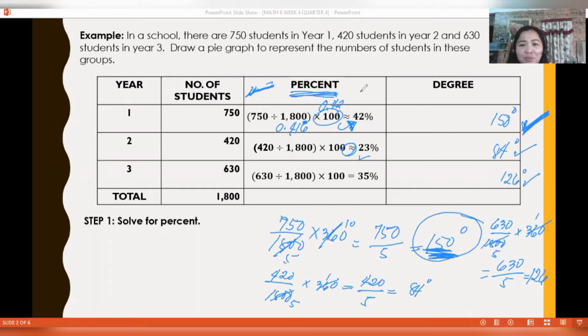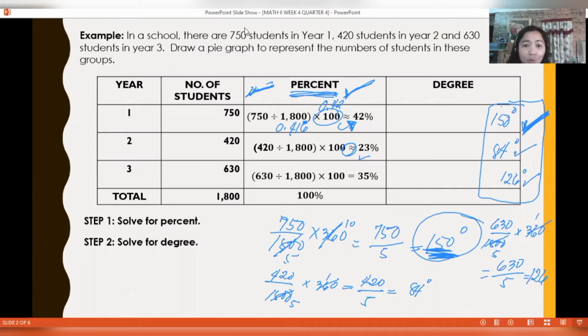So unahin ko muna. Ang first na ginawa natin, step 1, is to compute for percent. Huwag muna nating anuhin itong nakalagay dito, kasi pinakita ko lang kung ano yung nasa module nyo. Now, step 2, disregard muna itong mga degrees na nandito. Anyway, dapat pala ito ay equal to 100%. So step 2 is solve for the degree.